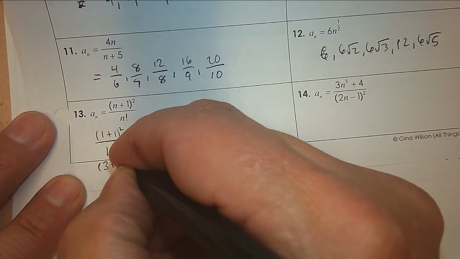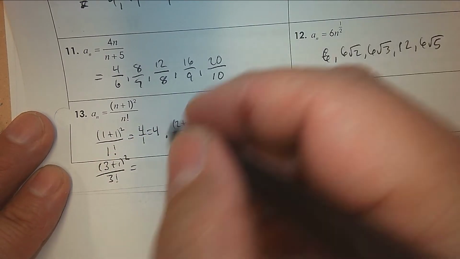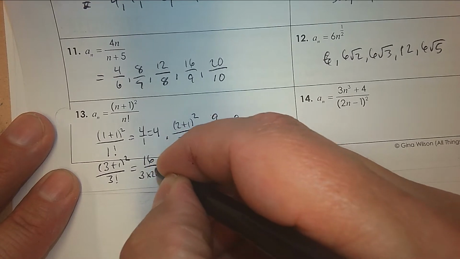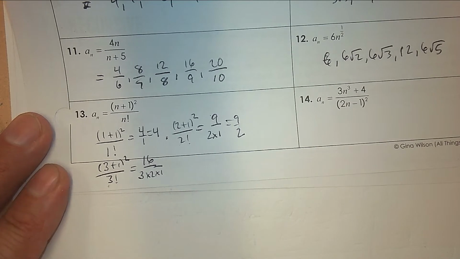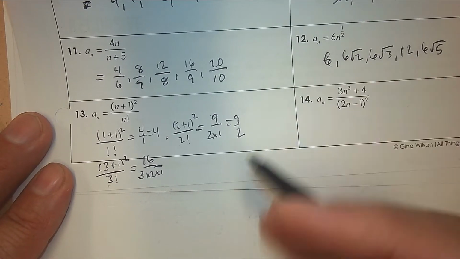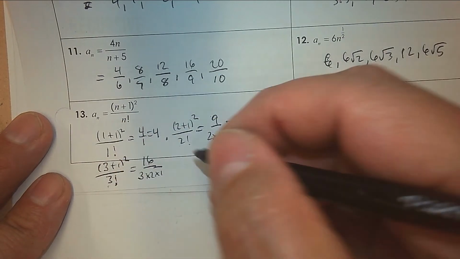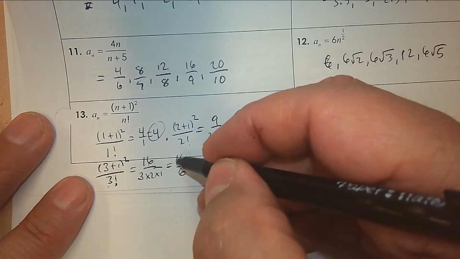So 3 plus 1 squared over 3 factorial. So 4 squared is 16, and then 3 factorial is 3 times 2 times 1. So whatever the number is, you start there and you multiply, counting down whole numbers all the way to 1. And that's what a factorial is, not an exclamation mark. So that's 16 over 6. So do I have 4, 9 over 2, 16 over 6.